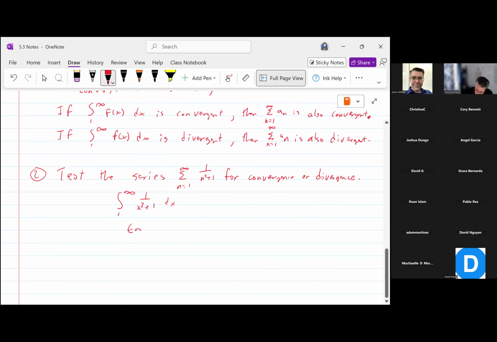Well, this is the integral of 1 over x squared plus 1. That's the inverse tangent function. So that's the inverse tangent of x from 1 to t, where the limit as t goes to infinity. So this becomes the limit as t goes to infinity of the inverse tangent of t minus the inverse tangent of 1.